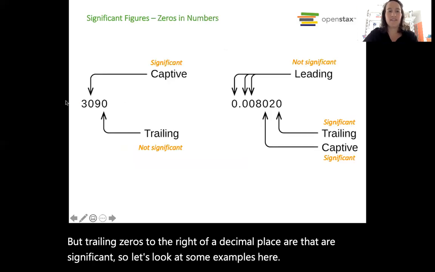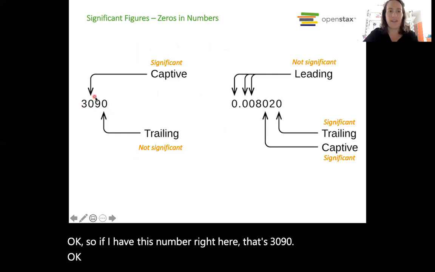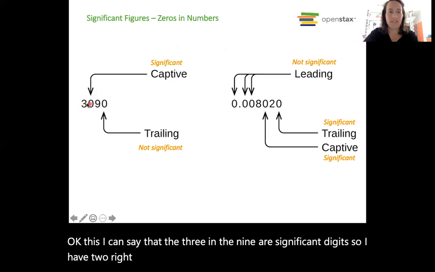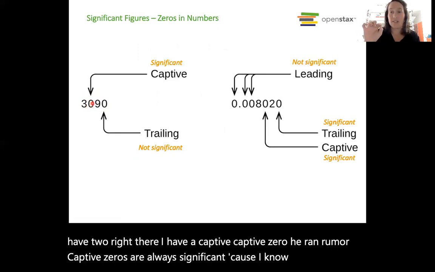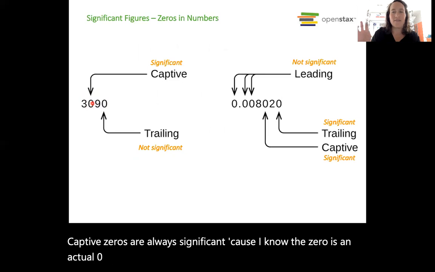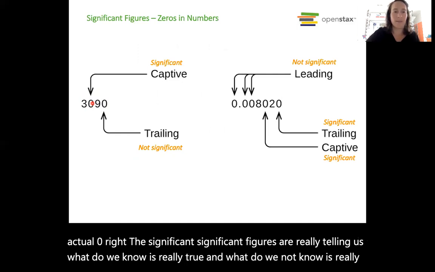So let's look at some examples here. If I have this number right here that's 3090, I can say that the 3 and the 9 are significant digits, so I have 2 right there. I have a captive zero here, and remember, captive zeros are always significant because I know this 0 is an actual 0. The significant figures are really telling us what we know is really true, and what we are uncertain about.